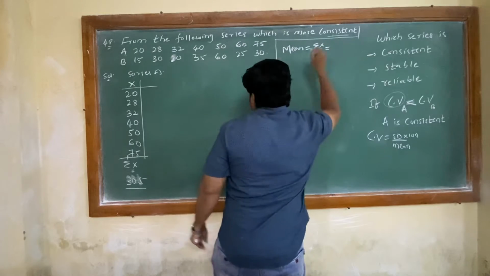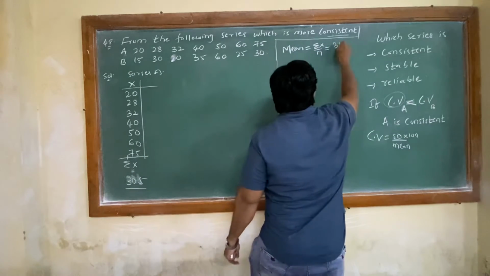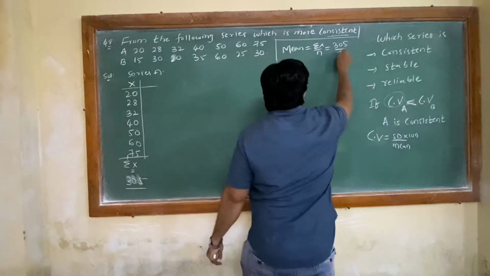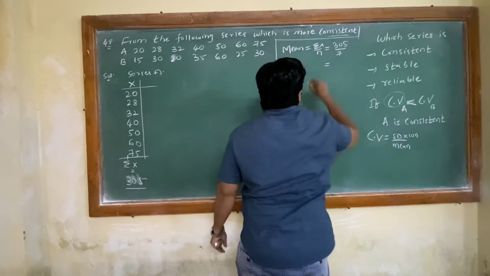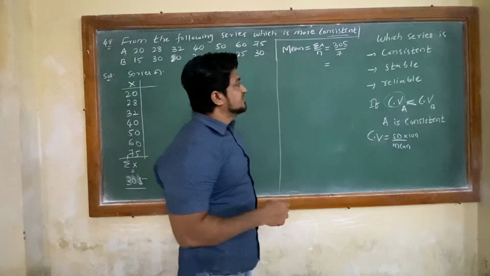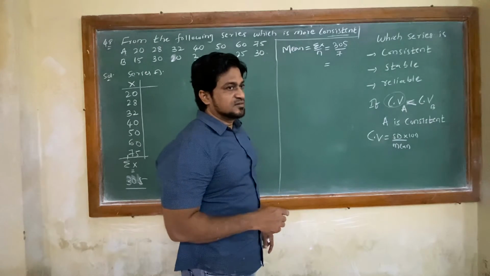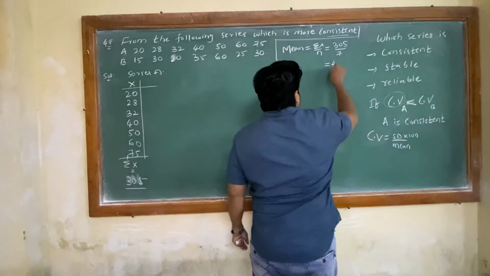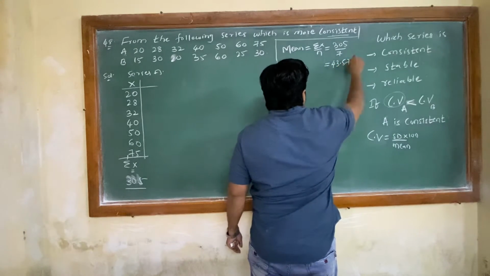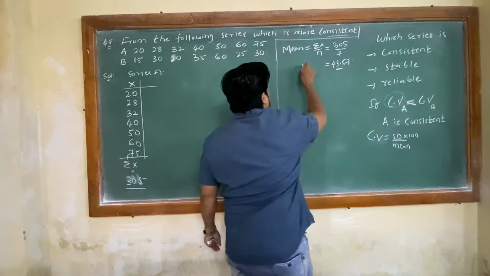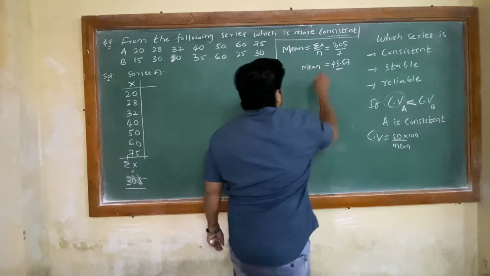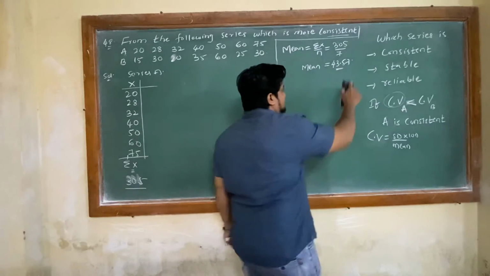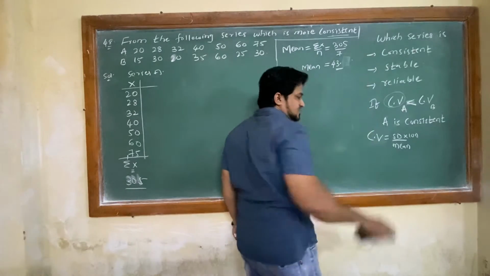Sigma x by n. Sigma x is 305 divided by how many values are there? 7 values are there. So the answer for mean is how much? 305 by 7, 43.571. This is mean. Once we have mean 43.571, you can write this as 43.6 to 1 decimal.